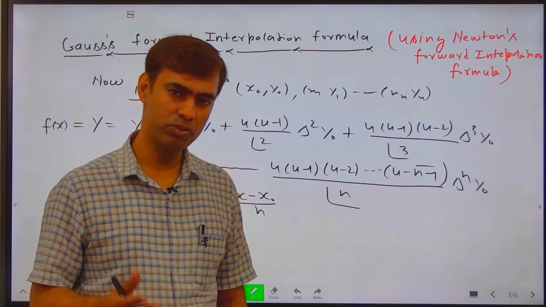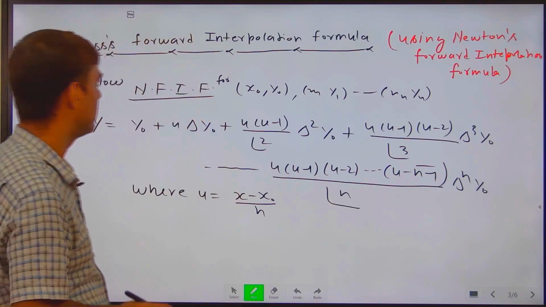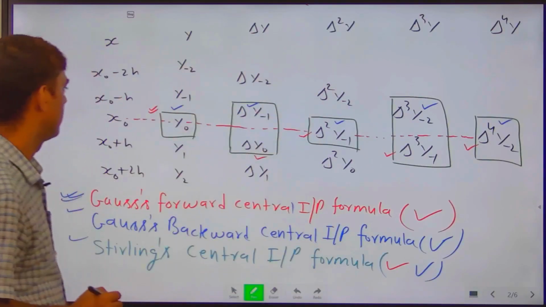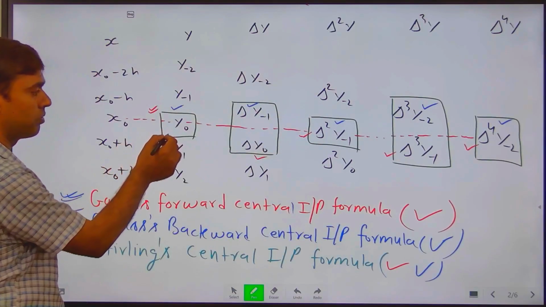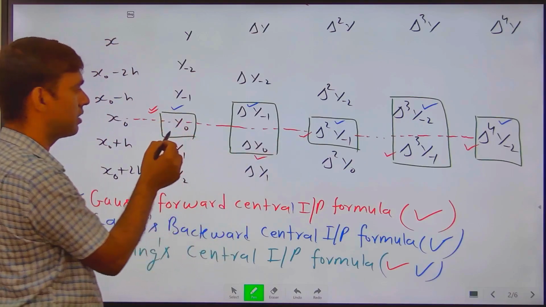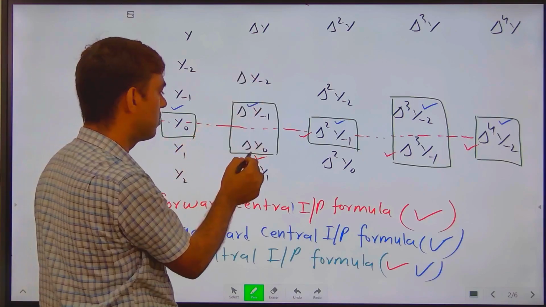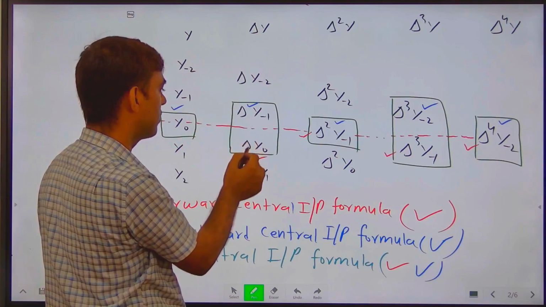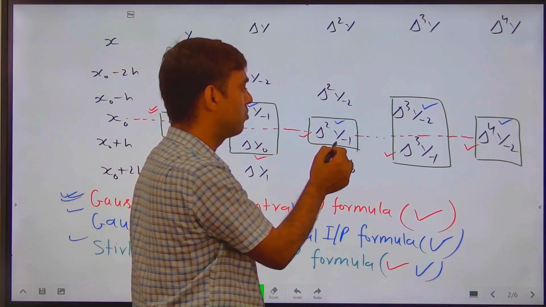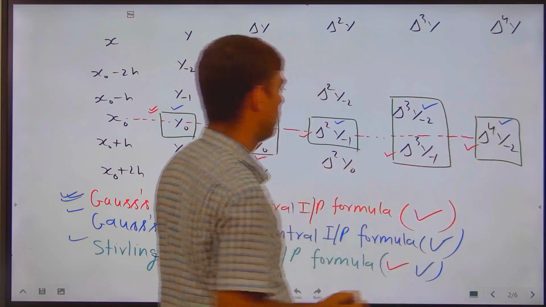So in order to derive the Gauss forward interpolation formula, as we discussed earlier, we use the values of y0, then del y0. In the zeroth order difference, we use the value of y0. In the first order forward difference, we use del y0. In the second order forward difference, we use del 2 y minus 1. In the third order, we use del 3 y minus 1, then del 4 y minus 2.